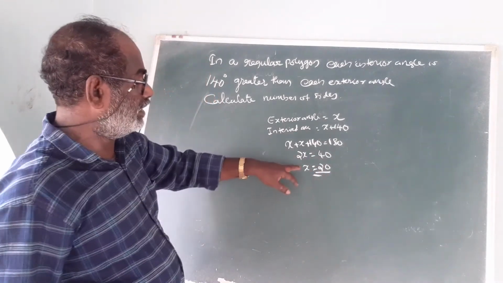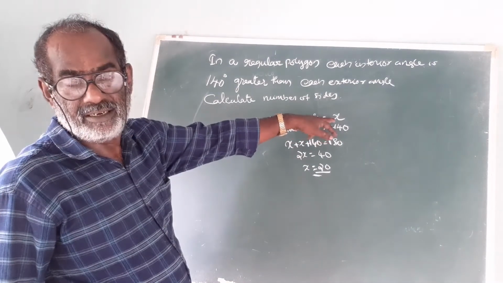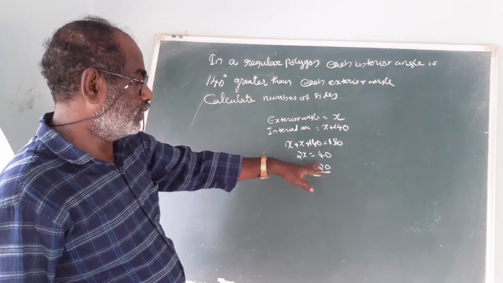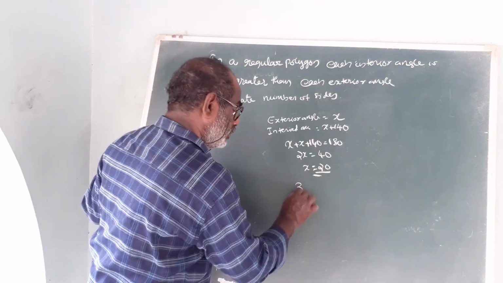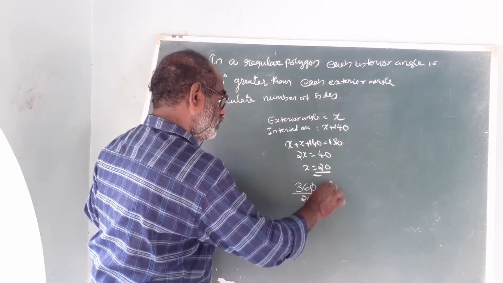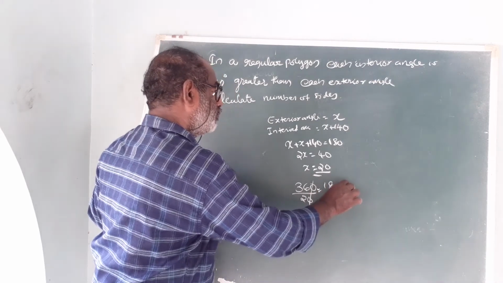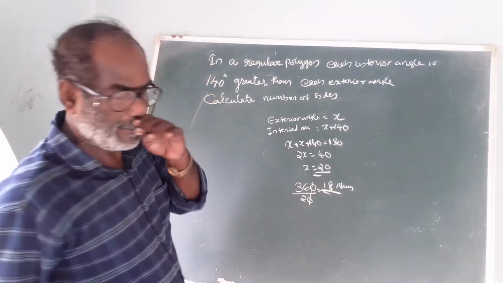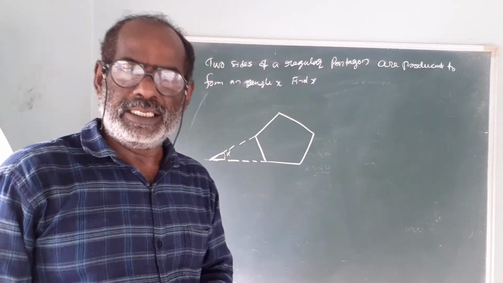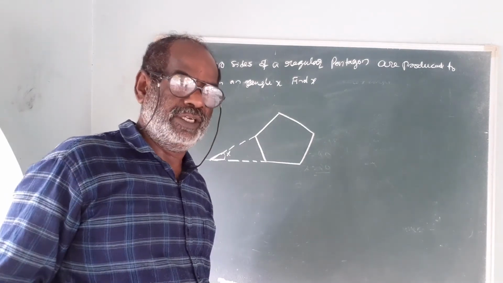What is x? x is the exterior angle. For finding the number of sides we need the exterior angle. So we take the 20 degrees. So the number of sides is equal to 360 divided by 20. That is equal to 18. Clear? Next problem, the last question for this video.